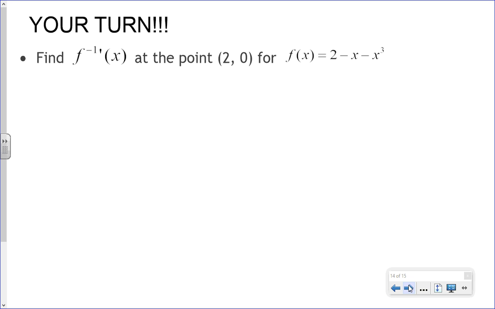Together at your new pod, I want you to do this. I want you to find the inverse derivative at 2, 0 for this function. I would appreciate if you collaborated. So I know you're writing it now, but then I don't want it to be quiet because I want you to work together.